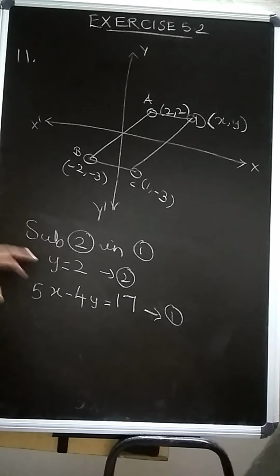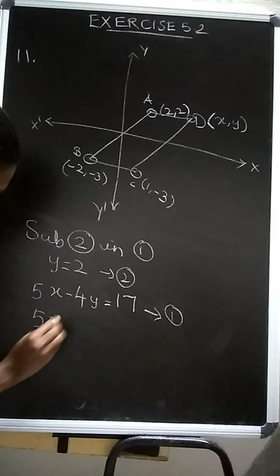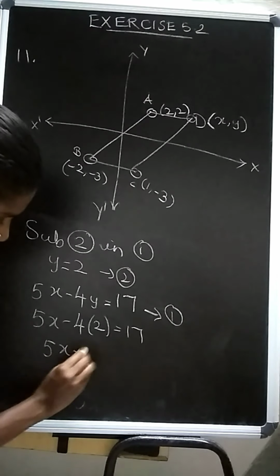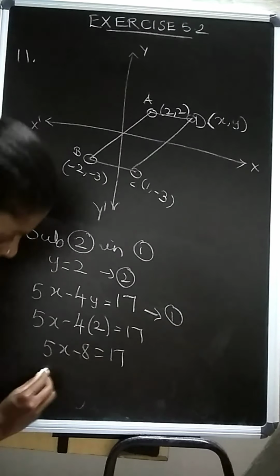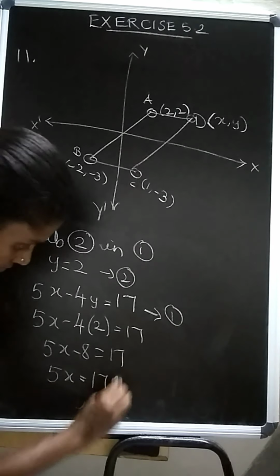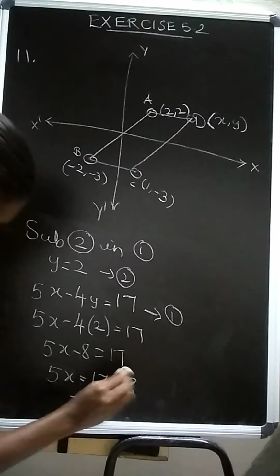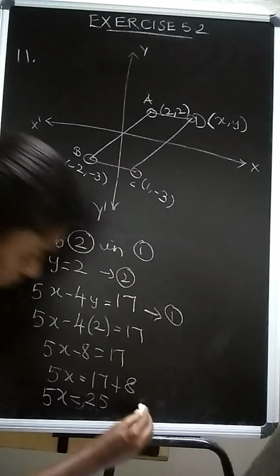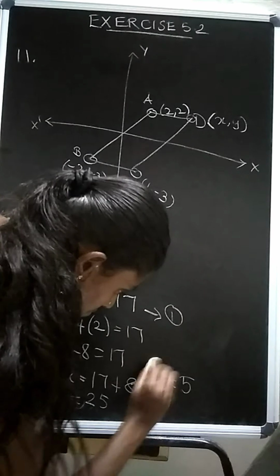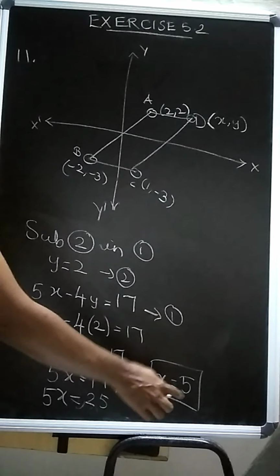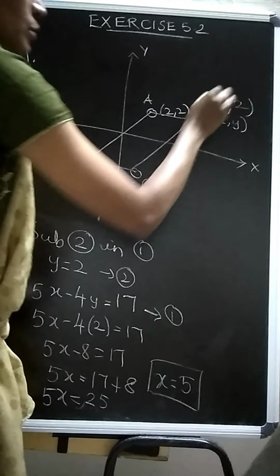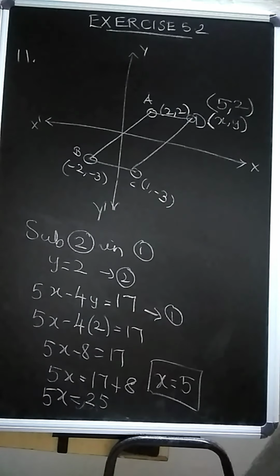Now substitute equation number 2 in equation number 1. Put 2 instead of y. So you have got x equal to 5. Your x value is 5 and your y value is 2. So the coordinates of D are (5, 2).